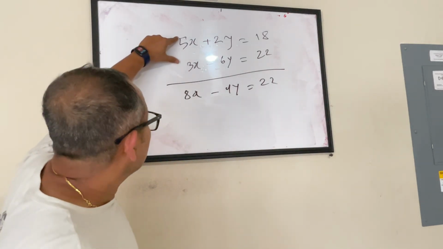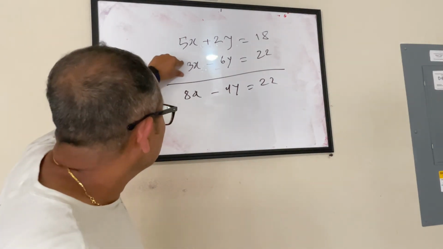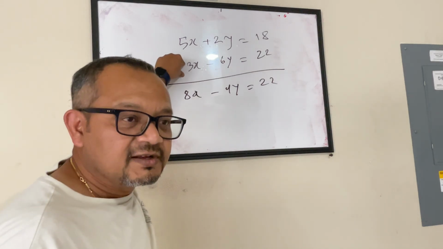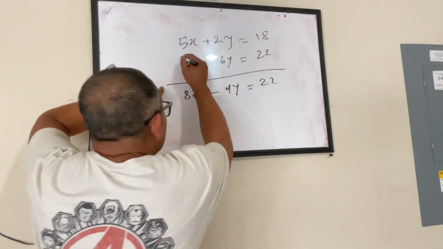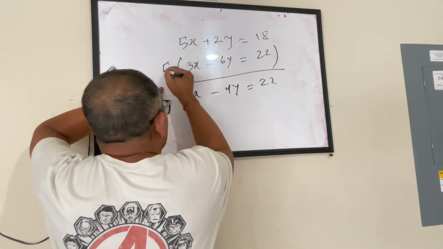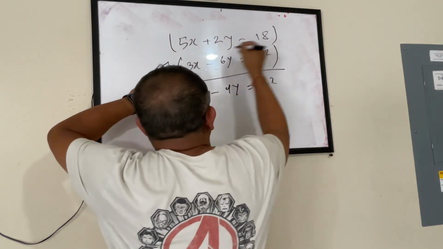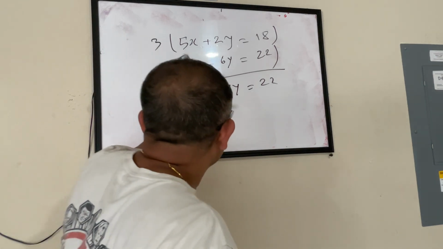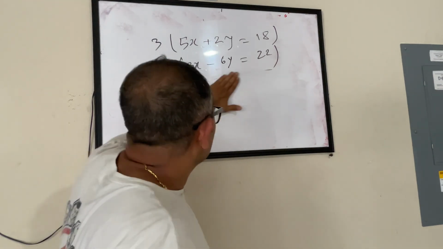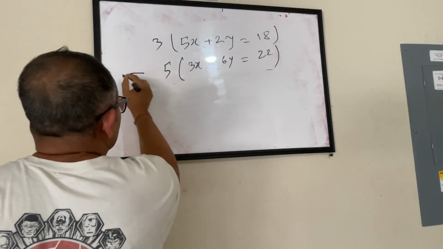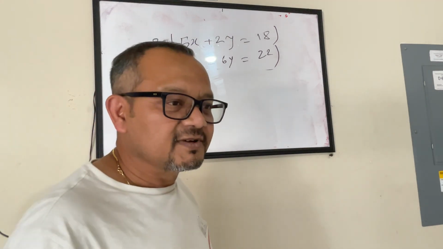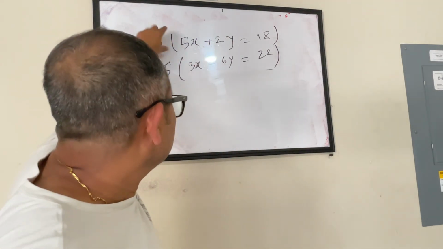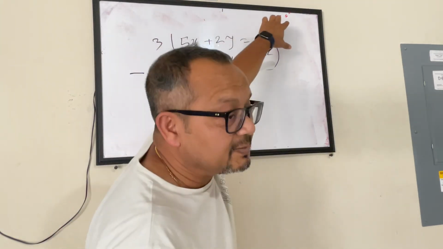Here, if you look at it, this is 5x and this is 3x. Let's say I want to knock off x. How can we do that? If I multiply this equation by 5 and this equation by 3, okay? And then I subtract this equation from the first one. Now this is getting nice, right? So this equation is multiplied by 3.